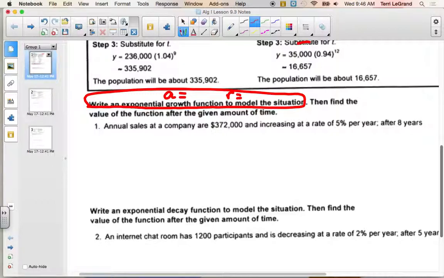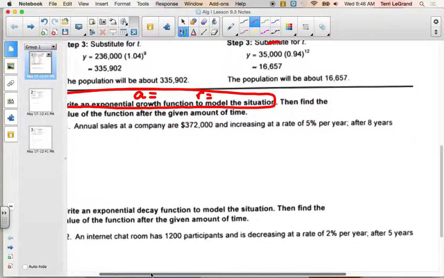Or in other words, you're going to substitute something in for t, and that'll help you get your y value. Okay? So number 1, annual sales at a company are $372,000 and increasing at a rate of 5% per year. And it says you're supposed to find the value after 8 years. Would you just ignore that right now? Don't even pay any attention to that 8 years right now. Right now, we just want to write what is our a value and what's our r value.